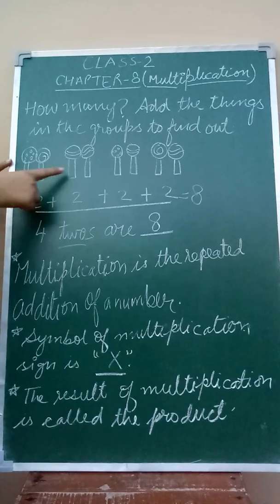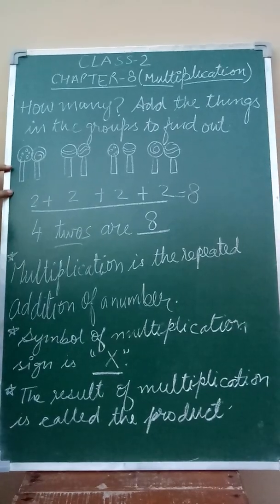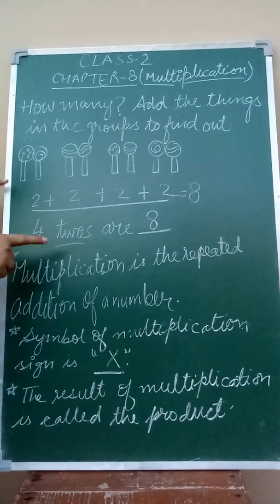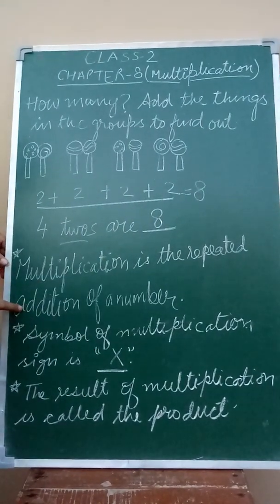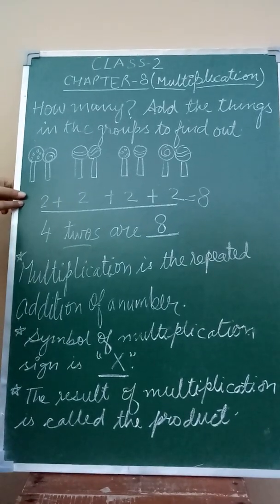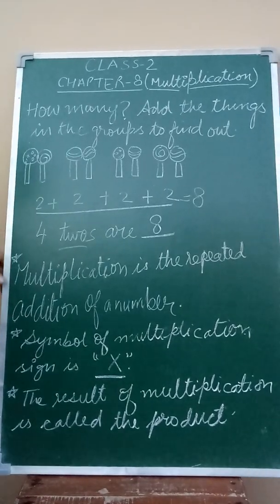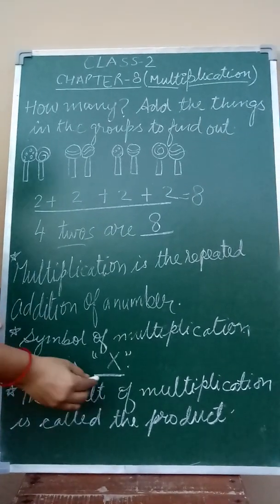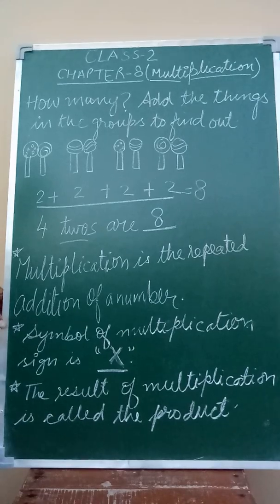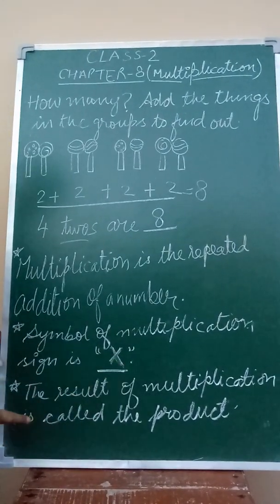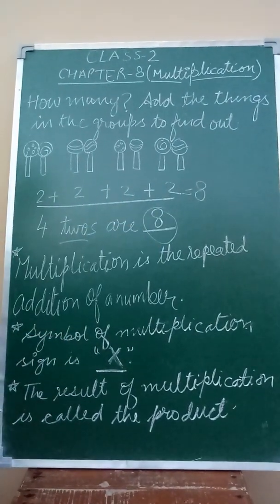So we can say that 4 twos. The 4 groups are called 4, and in the group there are 2 lollipops, so 4 twos are 8. Now students, come to the multiplication topic. Multiplication is the repeated addition of a number. We have already proved this. The symbol of the multiplication sign is this cross. And the result of multiplication is called the product. So here 8 is the product.